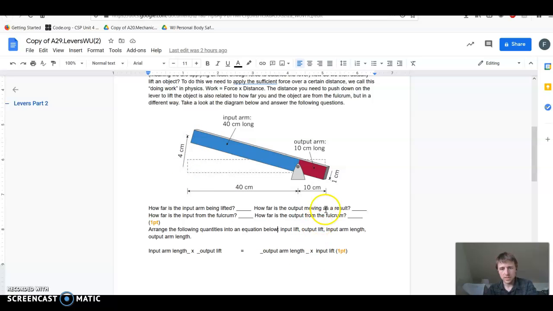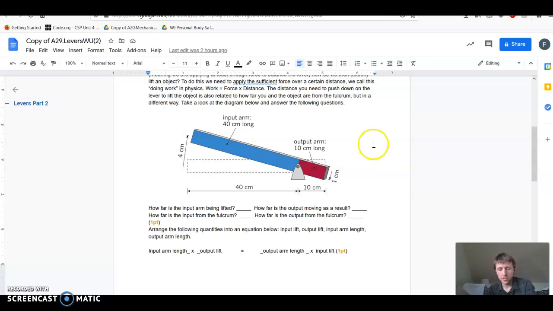Output lift is negative, if you want to think about it that way, is how much this arm on the other side is moving down, in this case 1 centimeter. Input arm length, now we're talking about arm length, that's lateral lengths, so either 40 or 10. The input one is 40, the output one is 10. So in order to create an equation that makes sense here, let's think about it. We need to do the lift on one side times the length on the other, and vice versa. That's the only way you can get these to work out.